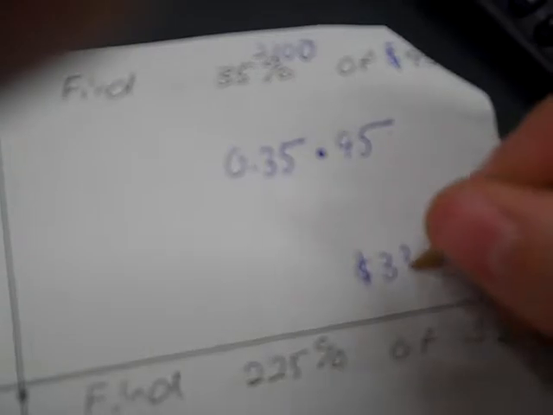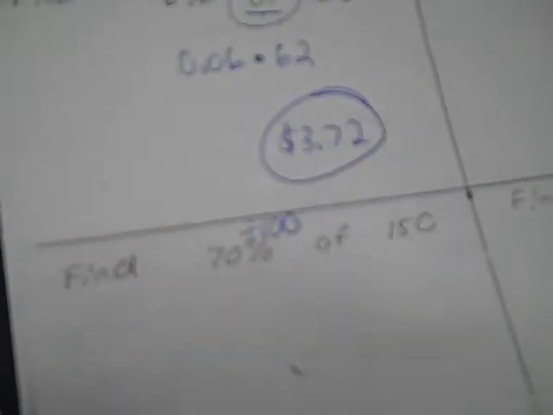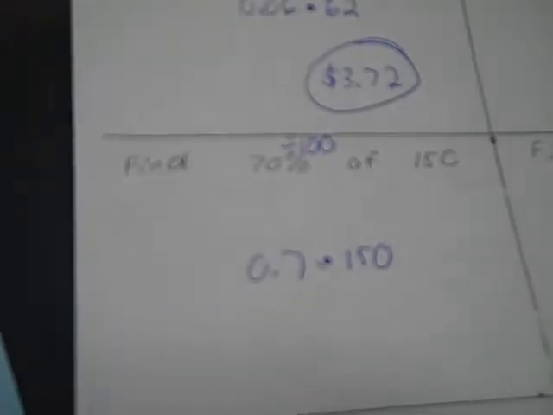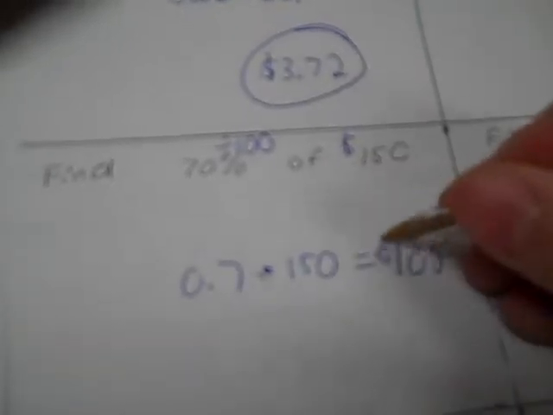$33.25. Okay, 70% of 150. So again, percent to decimal, you need to divide by 100. That's 0.7. And "of" means you're going to multiply by 150. So 105. That's money, so we need a dollar sign on that.